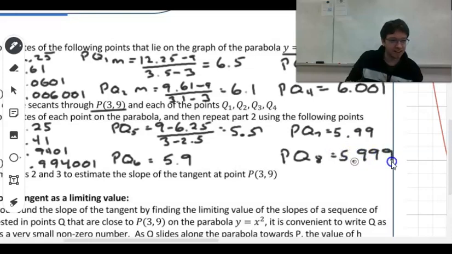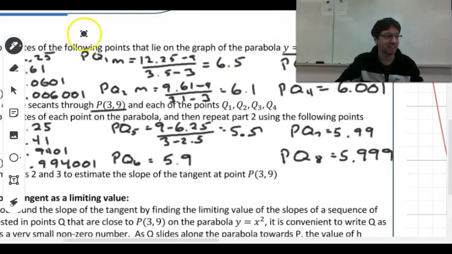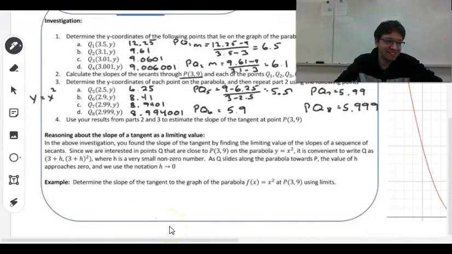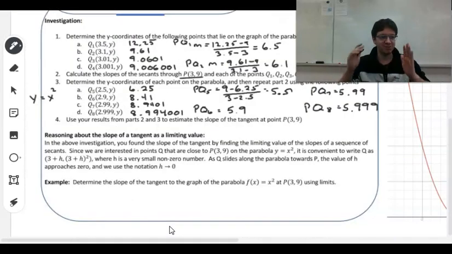5.999. So again, whether we're taking secants coming from the right of point P or from the left of point P, as they get closer and closer to point P, it looks like our slope is getting closer and closer to 6. So as you can see what we're doing, we're trying to find the limit of those secants as Q gets closer and closer to P.